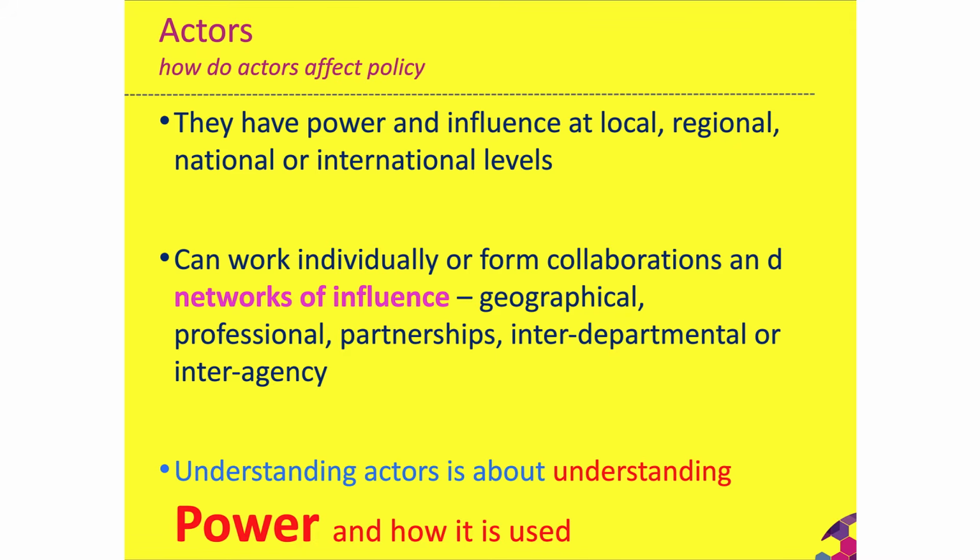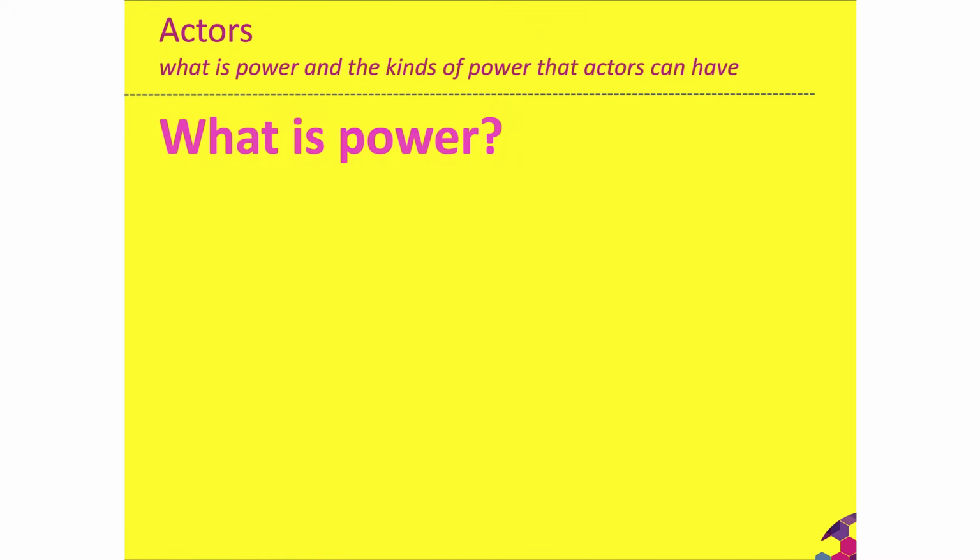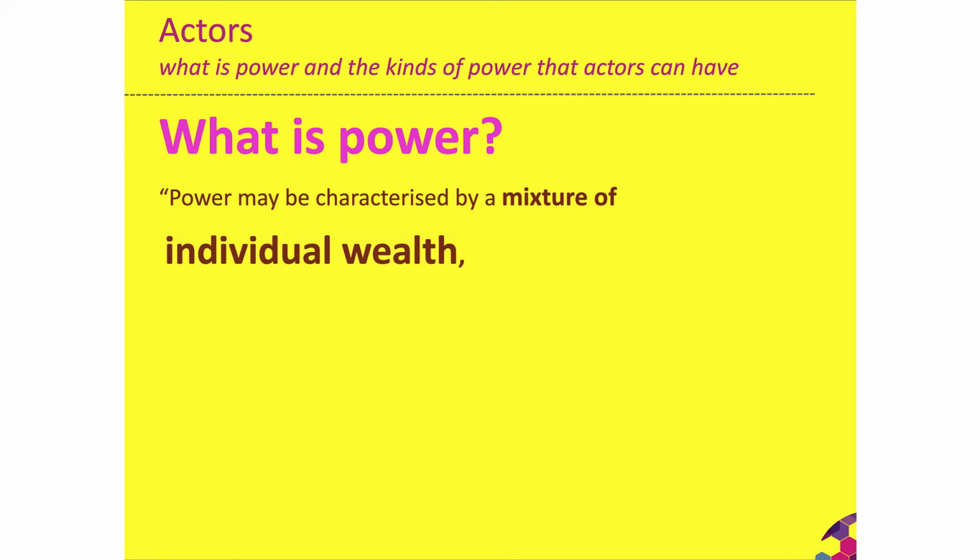The key to understanding actors and how they influence the policy process and how policies are developed and implemented is power and how it is used. So what is power? Power may be characterised by a mixture of individual wealth. So for example, if we look at Richard Branson, who's the boss of Virgin, or Donald Trump, they have a lot of wealth and that gives them power.